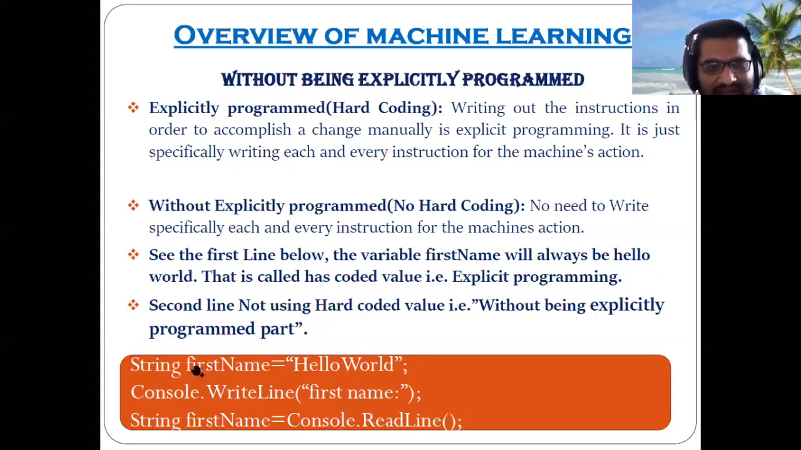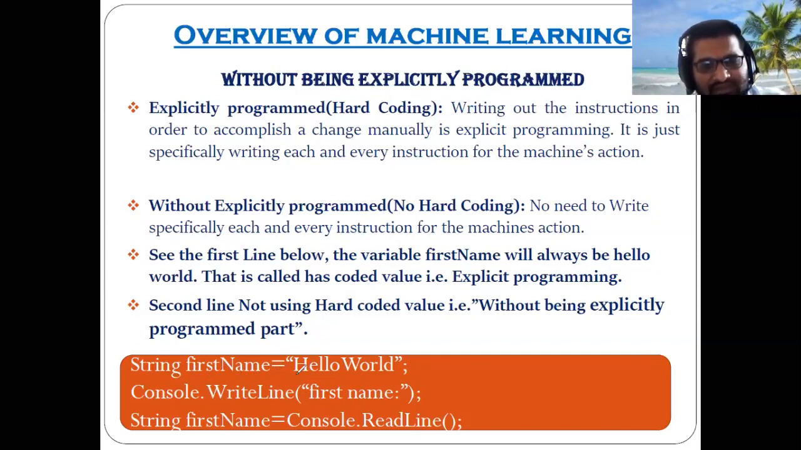Now, can anybody tell me what is the difference between the first instruction and the second instruction? Sir, in the first instruction the value is directly assigned, and in the second instruction it is read from another source, in the sense, from the user. User input, exactly. Who said the user input? Rohini? Yes. Rohini, you are not in range.